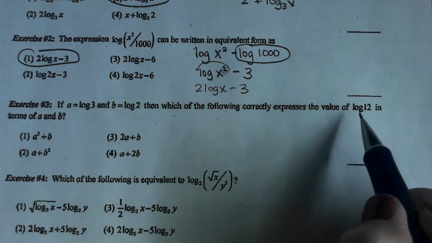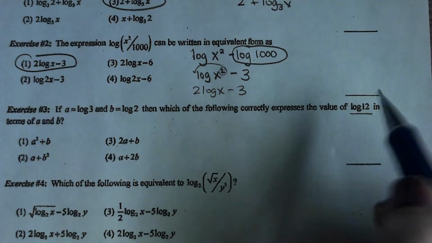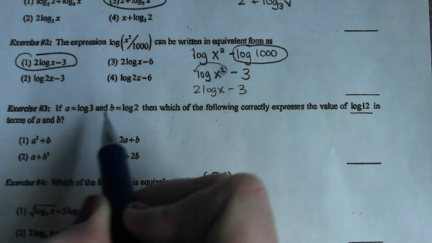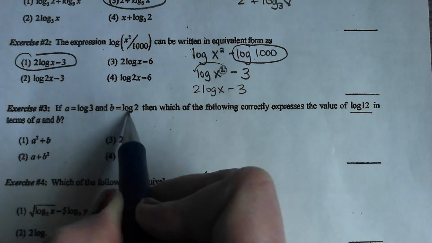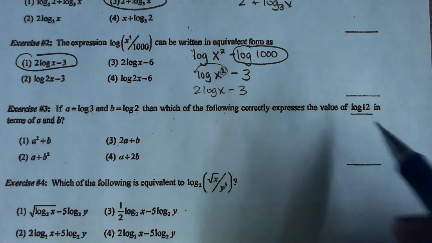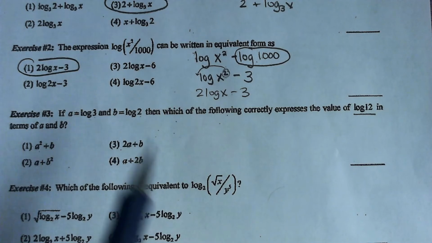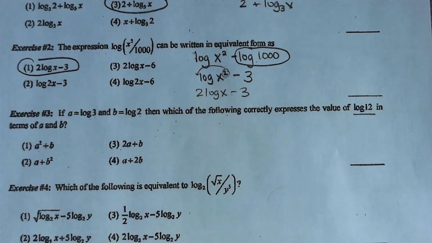Now, in exercise 3, this is a great way that the Common Core would get around the fact that you can't just type in log 12. Because the way that they're phrasing this, it's not going to work out that way. So they force you by saying, if A is log 3 and B is log 2, which of the following correctly expresses the value of log 12? What we know about is the log of 3 and the log of 2. So we need to break down our 12 into 3s and 2s so that we can use the fact that log 3 equals A and log 2 equals B.